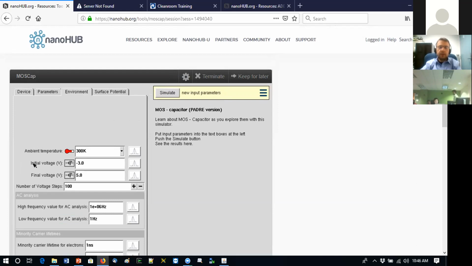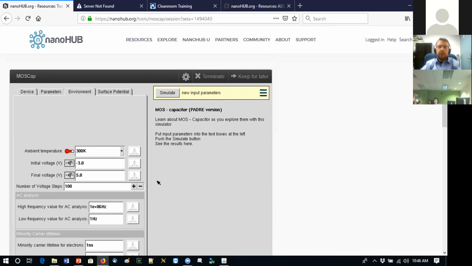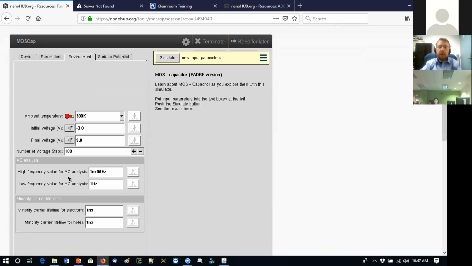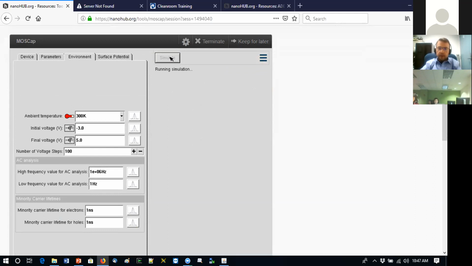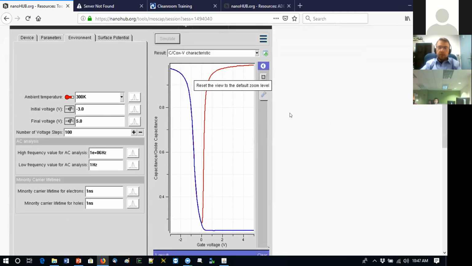And I don't think I have to change anything here. So we're sweeping from a negative voltage, from the metal to the ground, where I apply the ground to the semiconductor, minus 3 to 5 volts. And let's look at the response. We have an AC voltage also associated. Yeah. So this is a very important graph that you're observing here. It's the capacitance versus voltage graph.